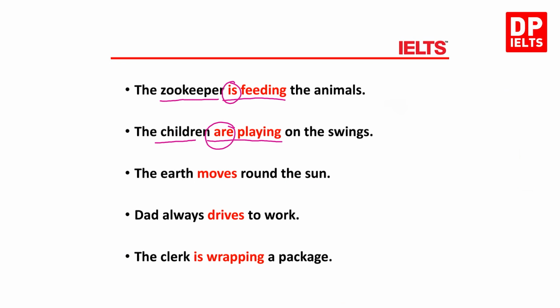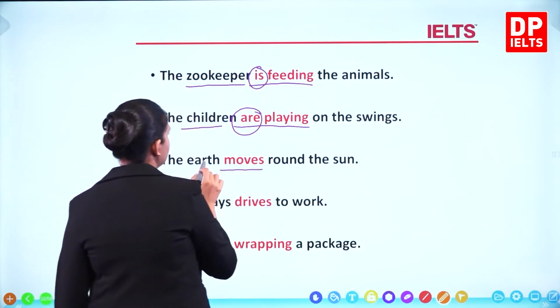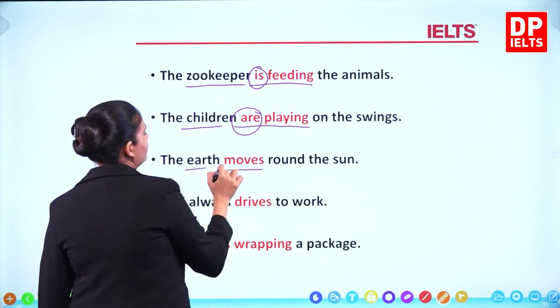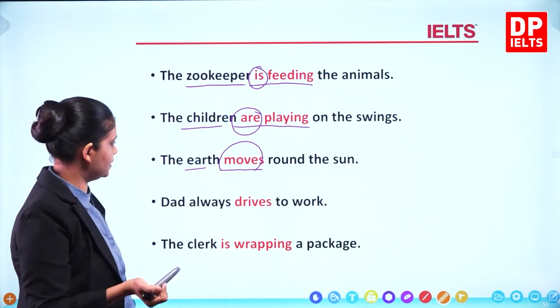அடுத்தது the children are playing on the swings. Children plural subject, அதனால நாங்க யூஸ் பண்ற verb are. Children is என்று சொல்ல முடியாது because children ஒரு plural subject. So நாங்க யூஸ் பண்ண வேண்டிய helping verb ஒரு plural. Children are playing on the swings. The earth moves. This is singular, therefore we put the word moves around the sun.